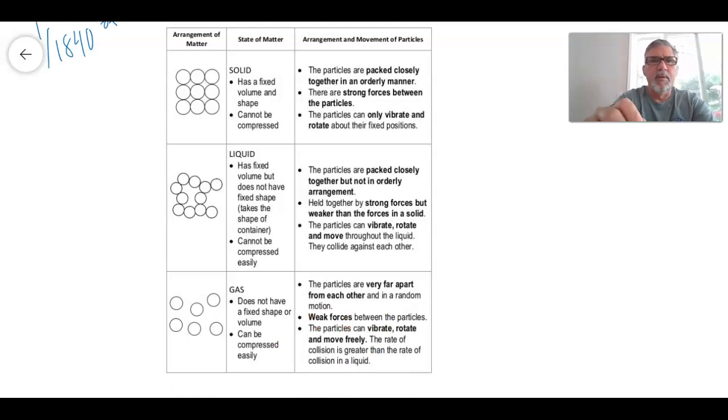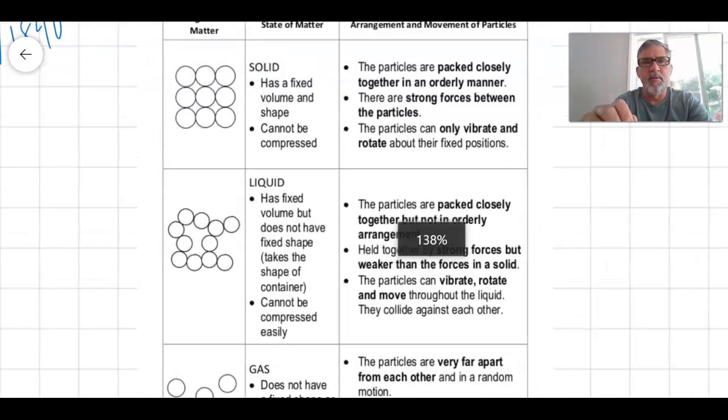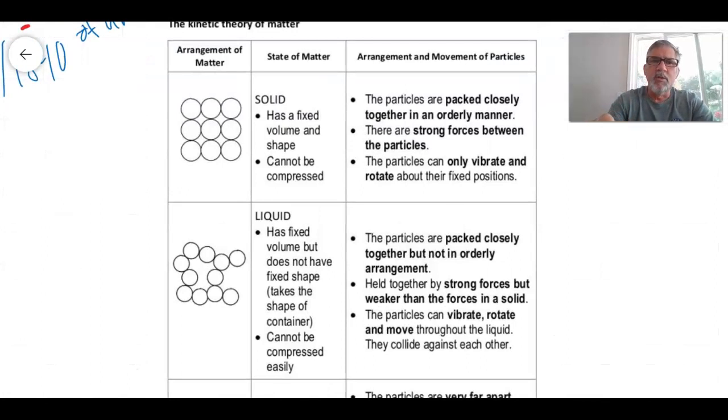All right, so here we go. Let me make this a little bigger for us to see. So the arrangement of matter. We have solid, liquid, and gas. So some things that you probably already know. Solid has a fixed volume and shape. So this word fixed kind of means stuck. So the atoms in a solid are stuck in place. They are not free to move around.